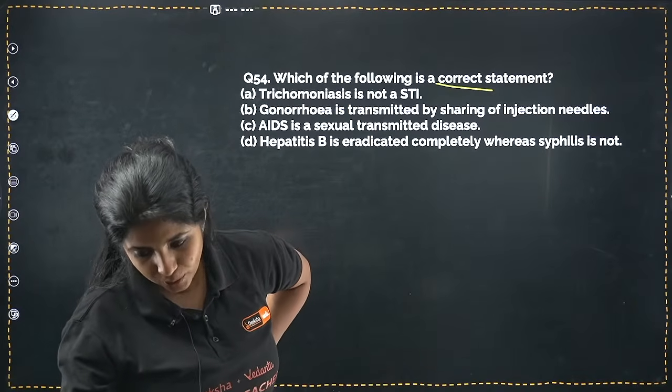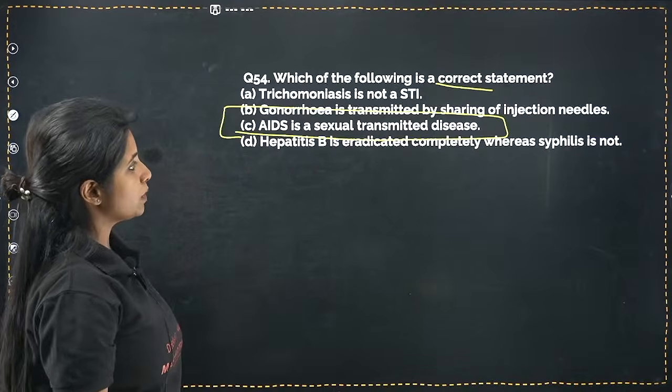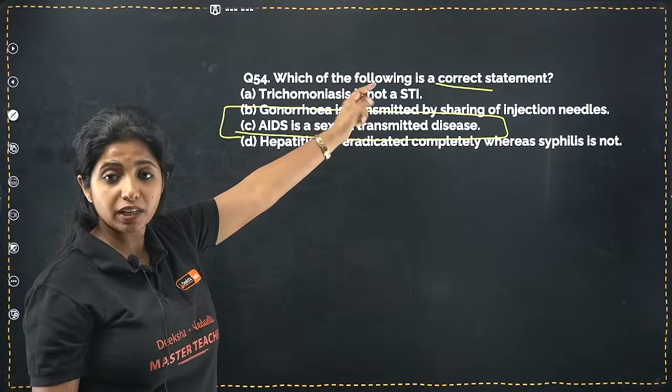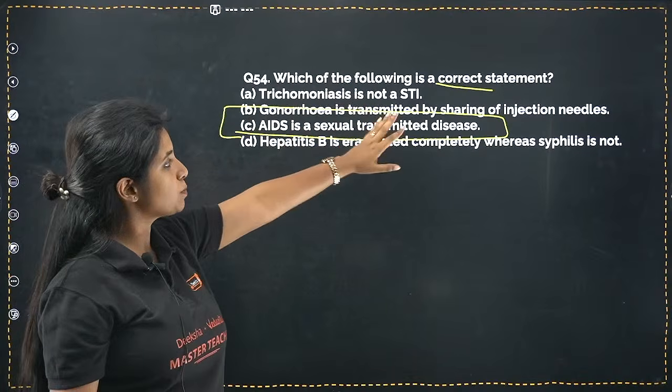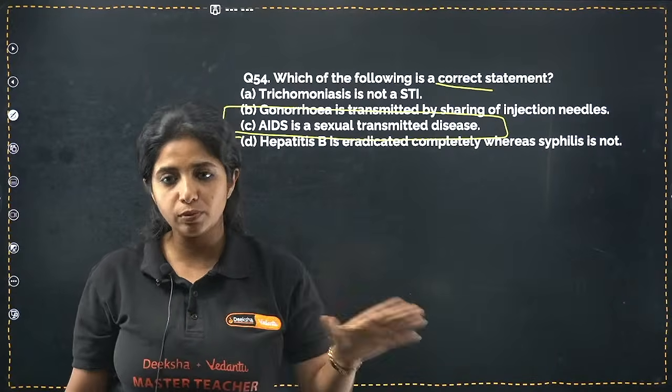C. Most of you guys are saying C is the answer. Yes, C is the answer. AIDS is a sexually transmitted disease. Trichomoniasis is a STI. Okay, it's not an STI is written over here. It's actually an STI. Gonorrhea is transmitted by sharing of injection needles. No. Okay, it is just transmitted through sexual fluids only.